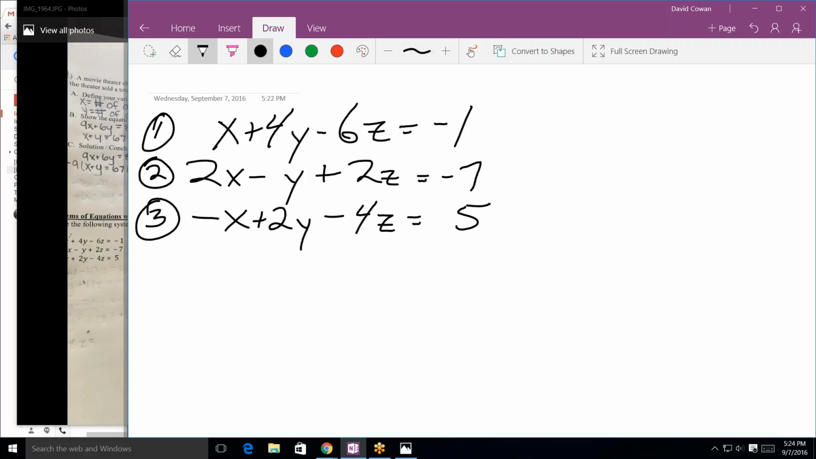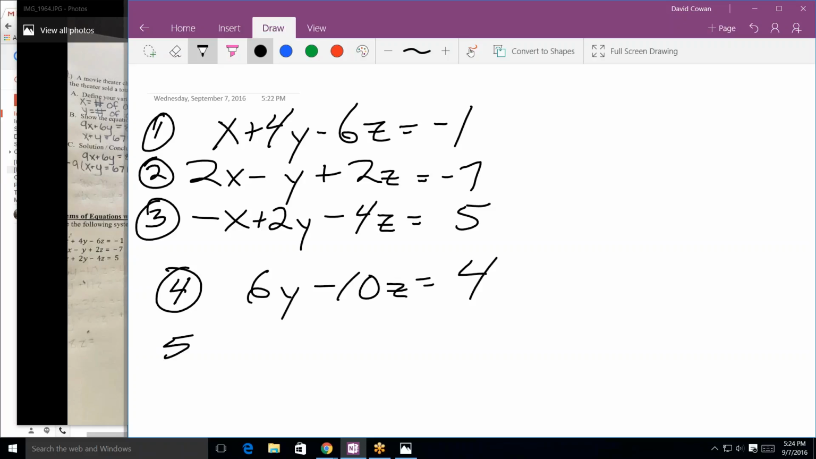Which variable do we eliminate in our first step? X. Which two equations should we use to eliminate x? The first equation and the third equation. Okay, so that's going to give us equation number 4. This is very important. We're going to get equation 4 and equation 5, and they're going to both have x missing. What's equation 4? So equation 4 would be 6y minus 10z is equal to 4.